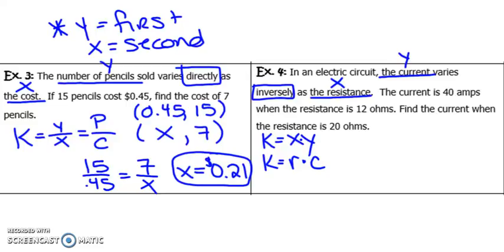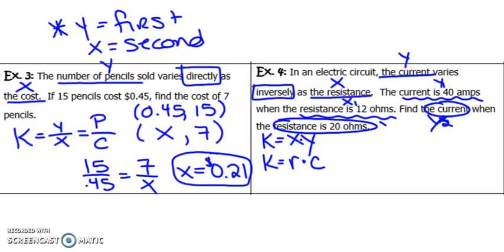So now let's look at our points. We have a current of 40 amps, which is Y, and we have a resistance of 12 ohms, which is X. We need to find the current, which is a second Y, when the resistance is 20 ohms. So now if I write my points out, I have 12 ohms for my resistance because that's my X, and I have 40 amps for my current. I need to find the current, which is my Y value, when the resistance is 20 ohms.